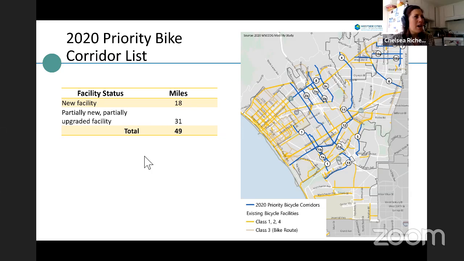But as of this last version, we had 18 miles of new facilities and 31 miles of facilities that are partially new and partially an upgrade of existing facilities. So something like Washington Boulevard, which has some class 3 Sharrow bike lanes there, creating a really more continuous facility along the entirety of Washington Boulevard, what's labeled Corridor 12 here on the map.